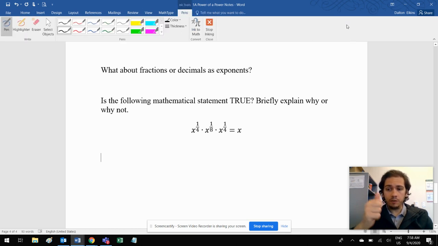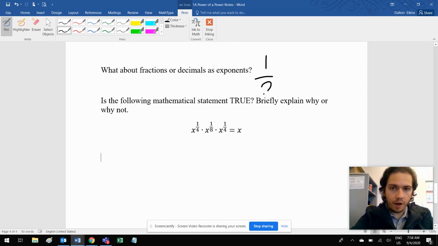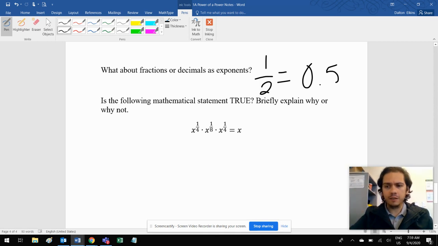So we covered positive exponents, we've covered negative exponents, we've covered zero. The last thing we have to talk about are fractions or decimals, and they're kind of both, right? You know anything about fractions, like 1/2, that's a decimal, right? That's 0.5. And that's true for every fraction. You could write it as a decimal. That's the point. So what happens if I have fractions as exponents?